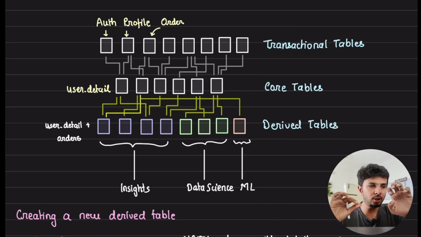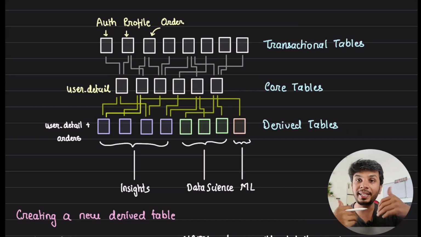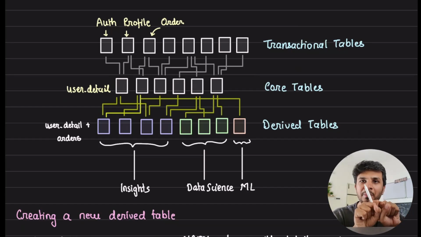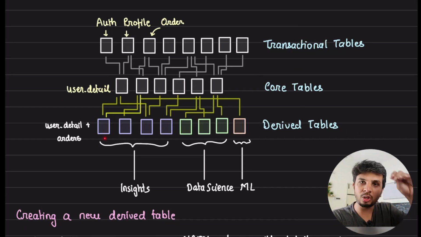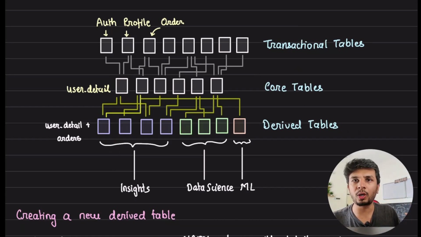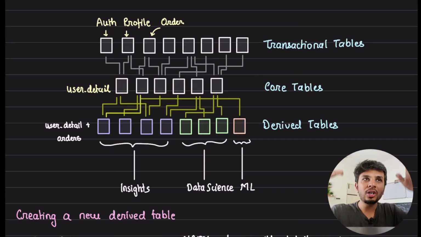Similarly, let's say for insights to get detailed payment information, the user detail and payments tables need to be merged and joined so that you have one table that holds all the payment information along with details, so that the insights team can directly fire queries and do the analysis that they want to, right? So you can create the derived tables the way you want out of it.